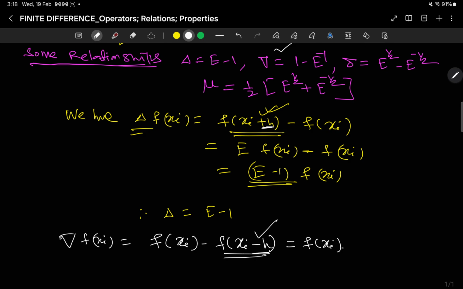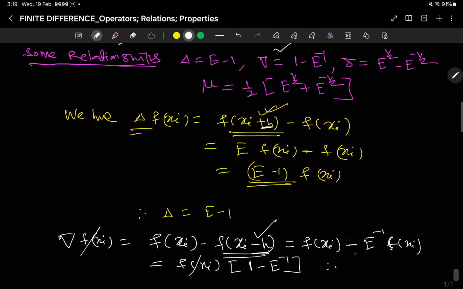So it is E to the power fxi minus E to the power minus 1 fxi. Okay, so this is equal to fxi taken common. It is 1 minus E inverse. So fxi cancelled on both sides. Therefore what we are getting? We are getting inverted del is 1 minus E inverse. So from the simple definition it is very clear.